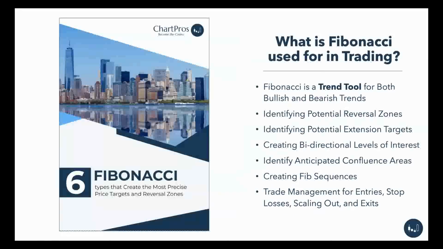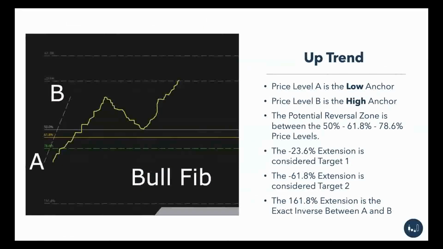So let's start with some of the basics. I just have something that I kind of hand drew here with some Fibonacci's and some price action. But this is kind of a generic uptrend. We call this a bull Fibonacci. And the wording that we'll use is the anchors for this are called low to high. And so price level A is our low anchor, price level B is our high anchor.